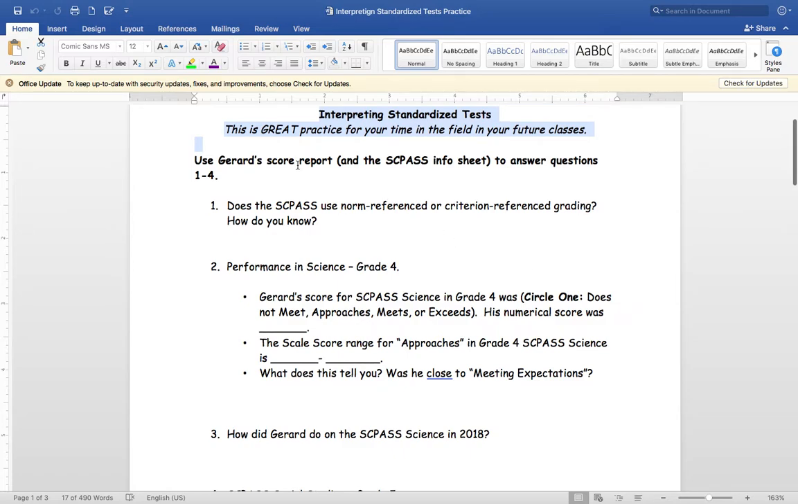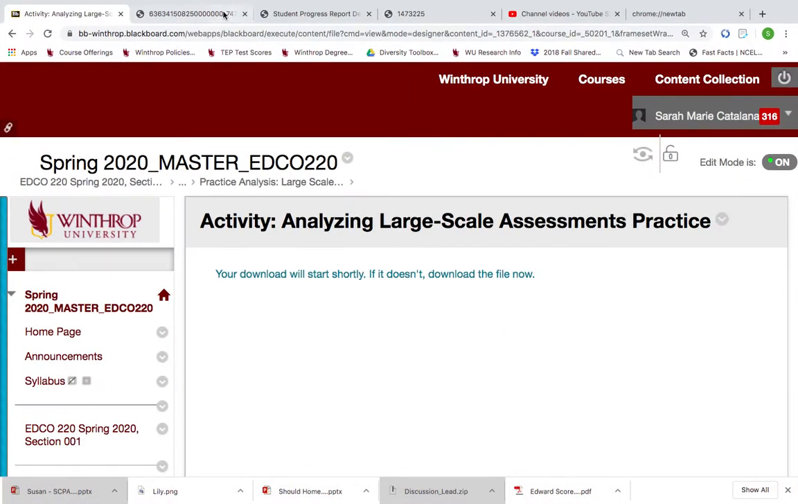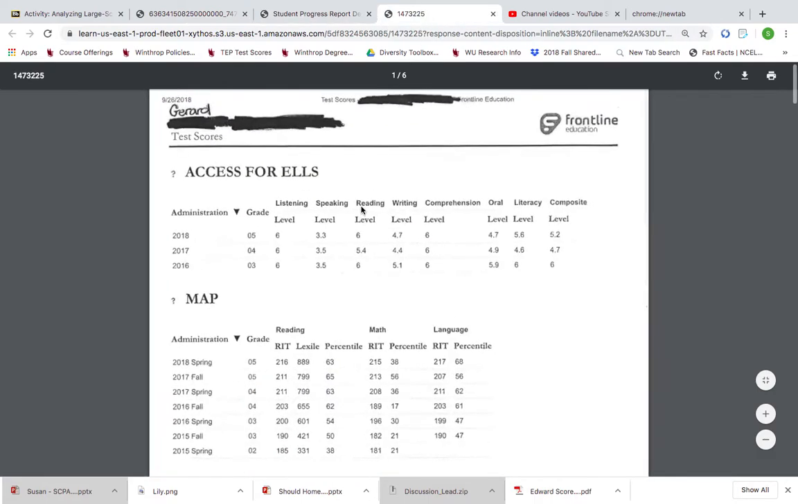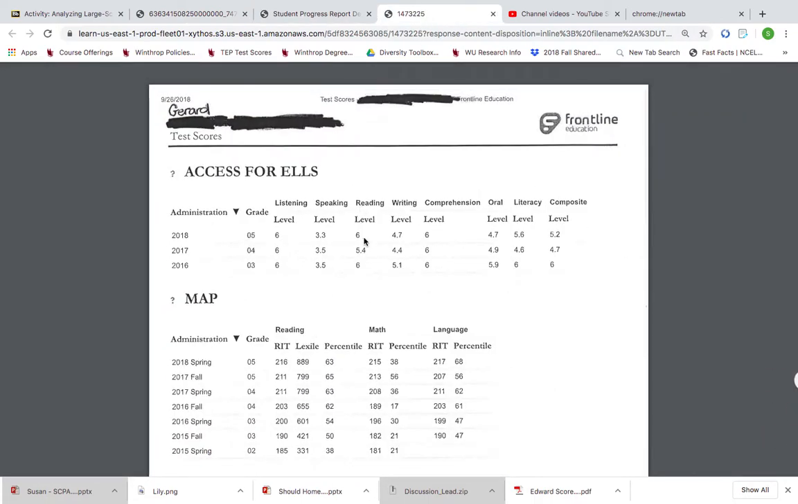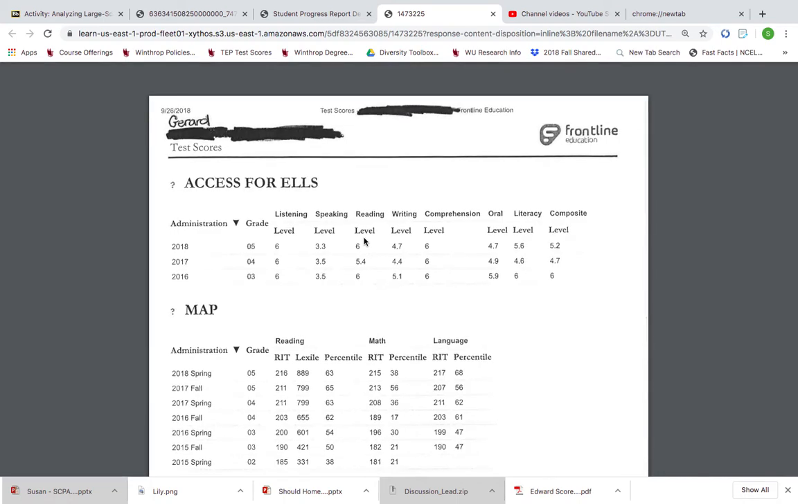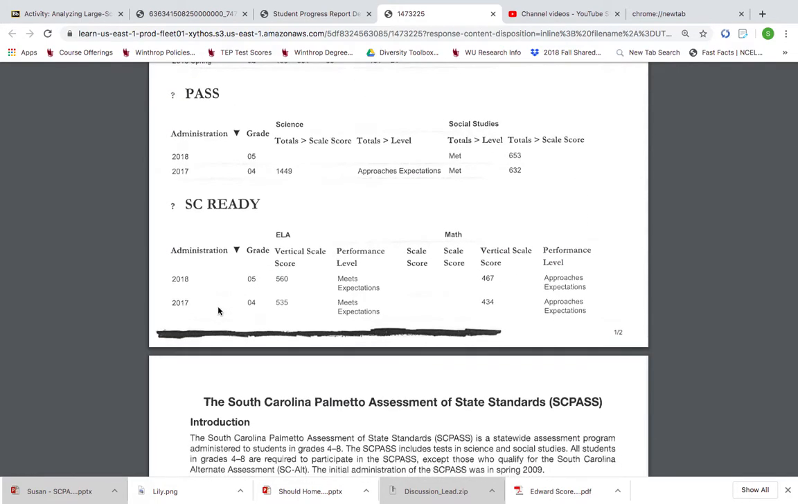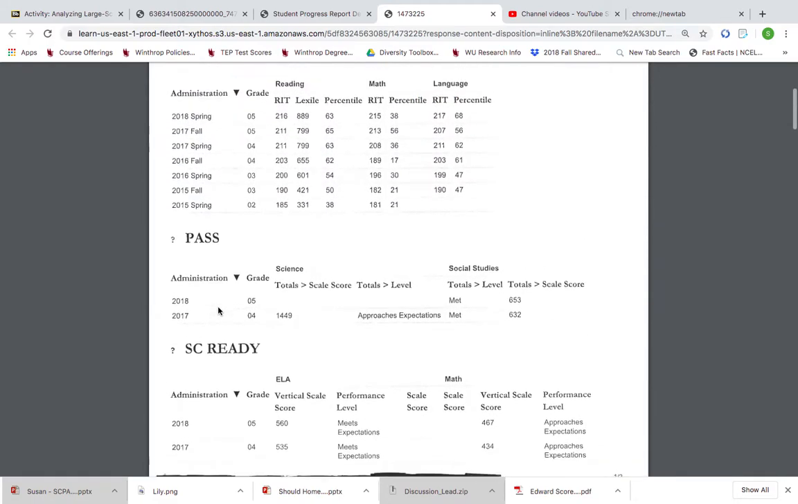So our first test is for Girard, and this is the South Carolina PASS. Okay, so I'm just going to go ahead and pull that up, wherever it is. Here we go. All right, so here's Girard. Now if you look here, there is a lot going on. So we have Access, we have MAP, PASS, SC Ready. That's a lot of scores in one place.